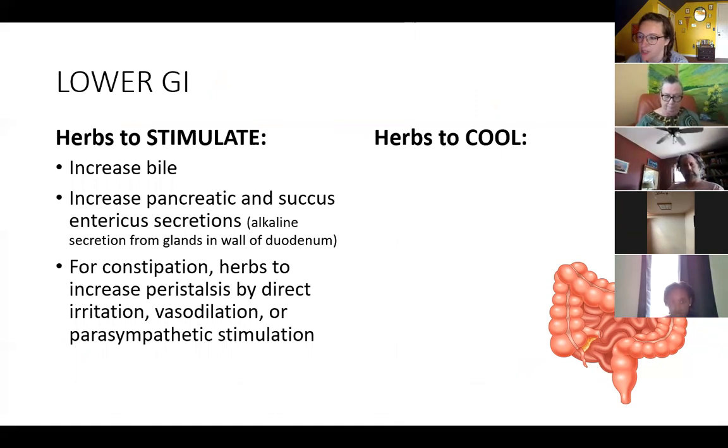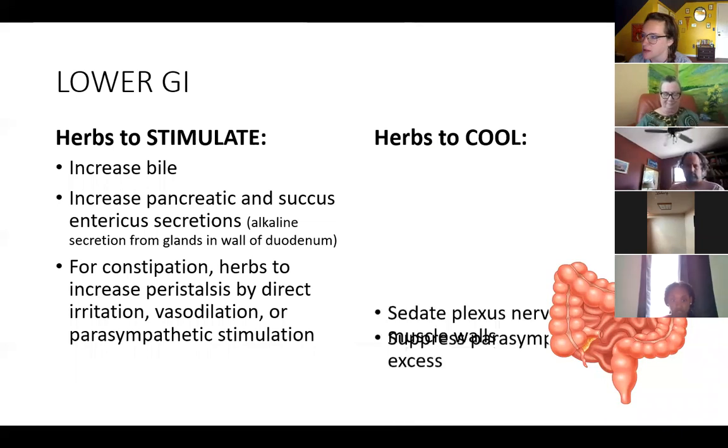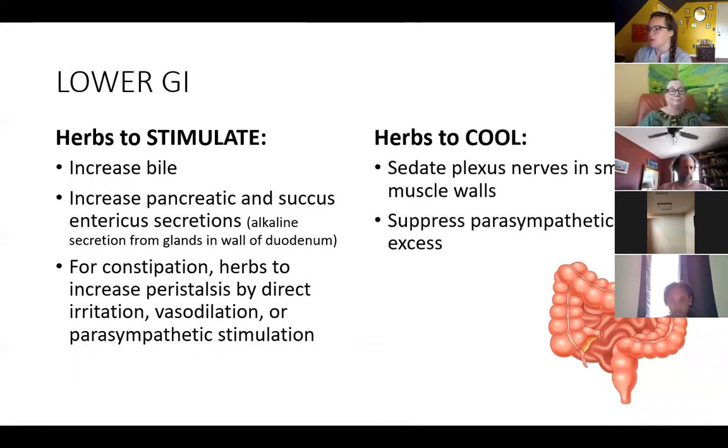puzzle. For constipation, herbs to increase peristalsis by direct irritation, vasodilation, or parasympathetic stimulation. Parasympathetic stimulation, we're going to talk about that. We're almost there. It might be after this. So herbs to cool, so sedate the plexus nerves and the smooth muscle walls and suppress the parasympathetic excess. Which, yeah, now we're going to go into what is the parasympathetic nervous system? And I'm only going to touch on this because I think it's a big part of the picture.